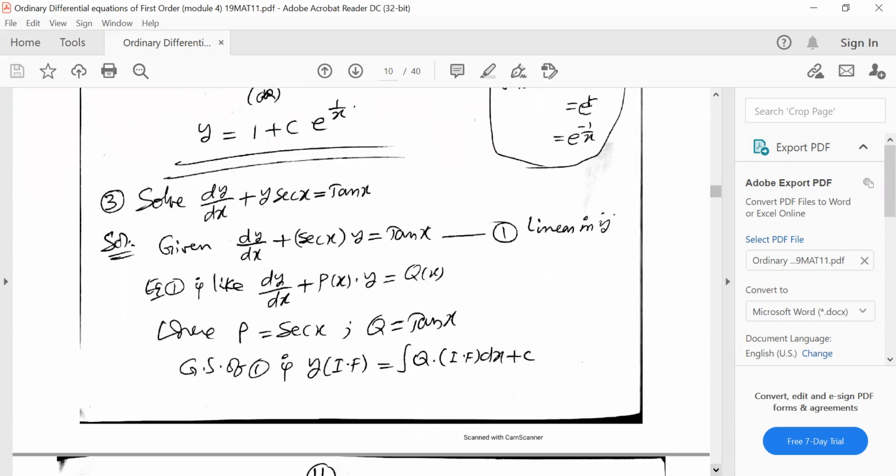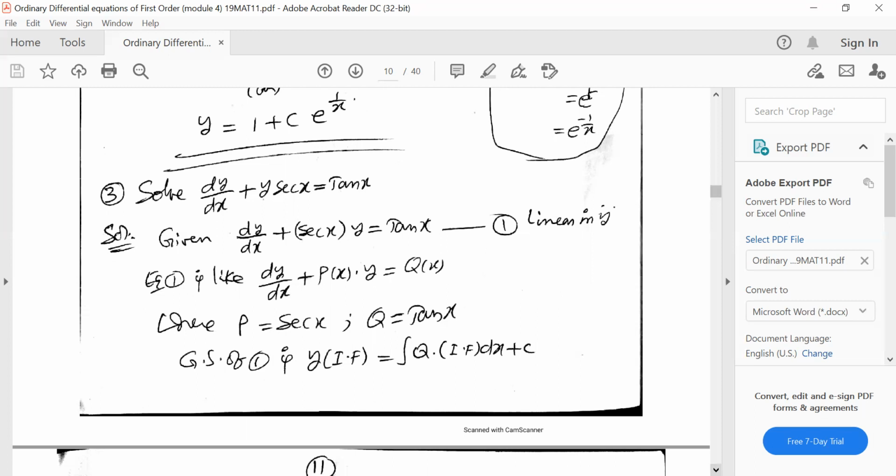See, even this problem is direct: dy by dx plus y secant x equals tan x. This problem is direct. It is in the form of dy by dx plus a function of x into y equals a function of x, where p is secant x and q is tan x. So it's a direct form of linear in y. So we are done, that's it. So we can write what is IF and what is the solution.